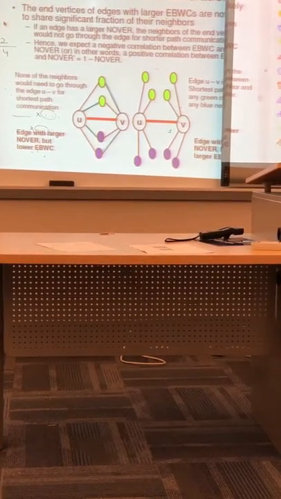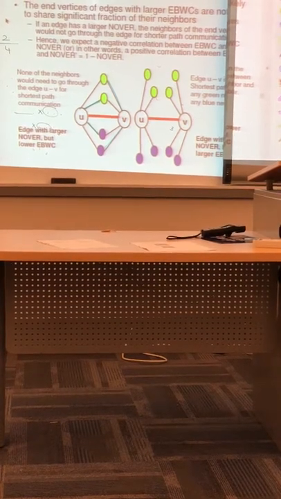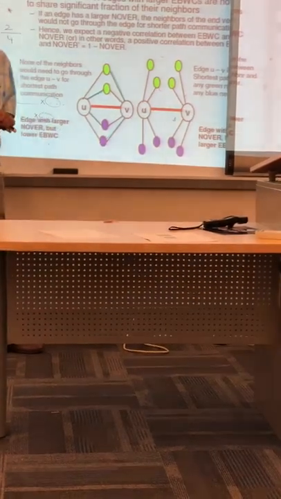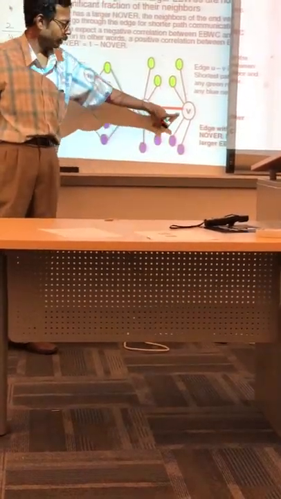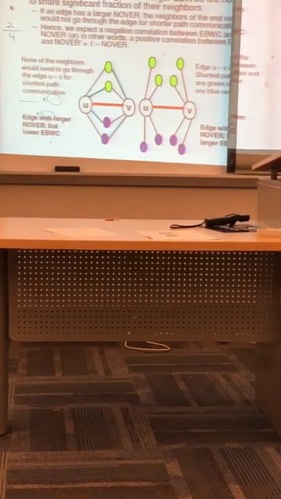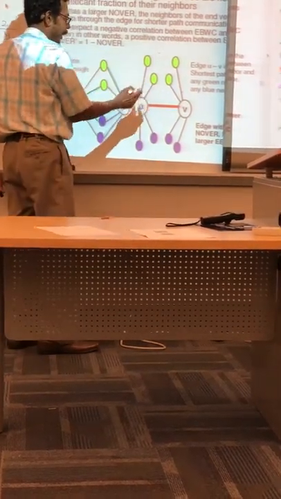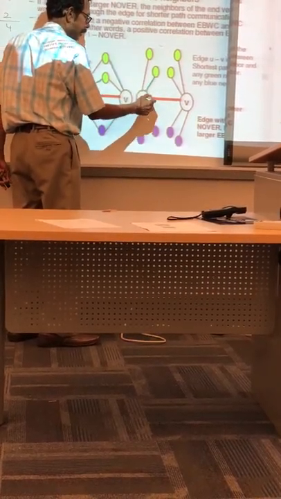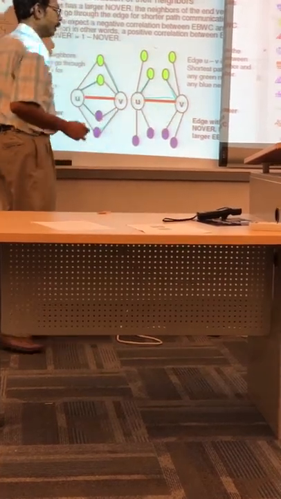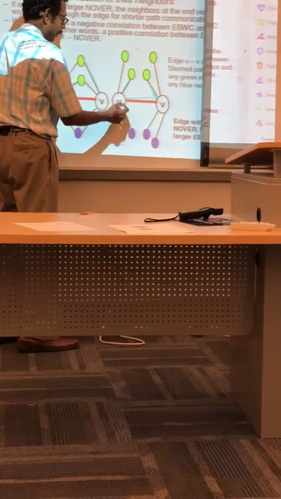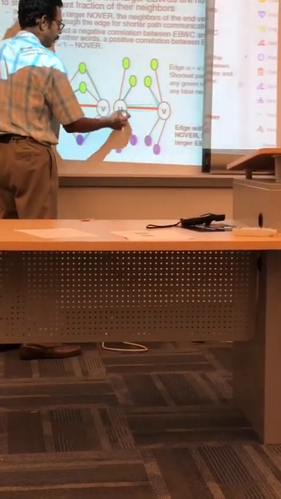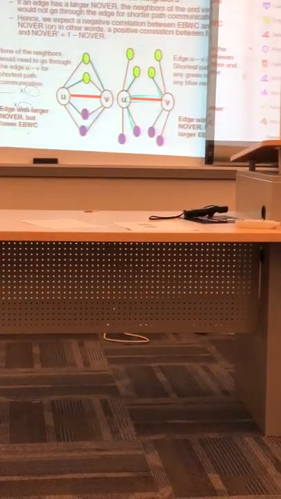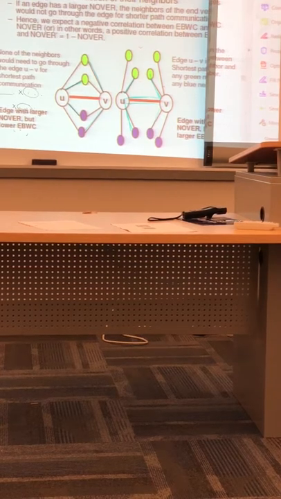UV, they are connected to each other, so they will use that edge for shortest path communication. But no other pair of vertices will be using the edge UV, right? On the other hand, look at this kind of network for edge UV. If any of the green colored vertices want to communicate with the other side, they have to go through this edge UV. Several of your neighbor pairs want to communicate with each other, they have to go through this edge UV.